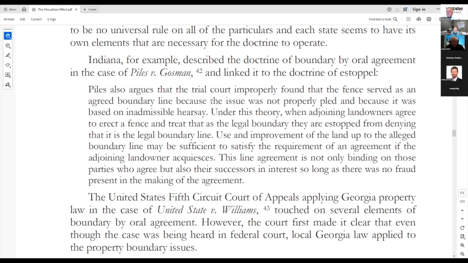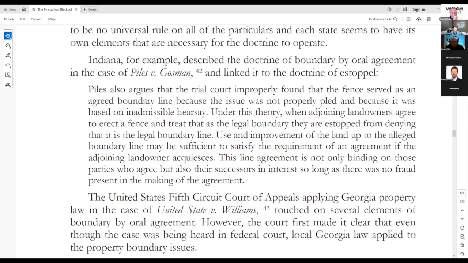So he says, in Indiana, for example, described in the doctrine of boundary by oral agreement in the case of Piles versus Gozman, and linked to the doctrine of estoppel, Piles also argues that the trial court improperly found that the fence served as an agreed boundary line because the issue was not properly pled, and because it was based on inadmissible hearsay. Under this theory, when adjoining landowners agree to erect a fence and treat that as a legal boundary, they are stopped from denying that is the legal boundary.